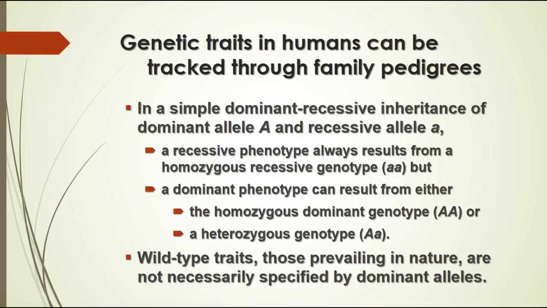When you talk about simple dominant-recessive inheritance of alleles, the recessive phenotype is always going to result from the homozygous recessive genotype, but the dominant phenotype can be either homozygous dominant or heterozygous. When you look at traits in nature, the more common traits are not always necessarily specified by dominant alleles. For instance, when we talked about the peas that Mendel was crossing, how many of you have bought peas that were yellow? Not usually; they're usually green, even though the green color is recessive. So we're going to look at how we can track that.